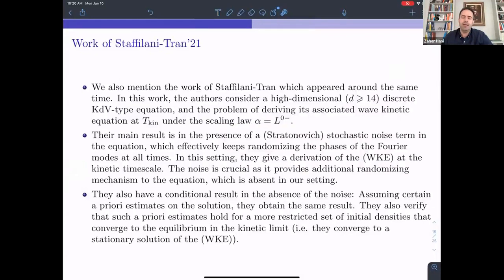So they don't start with random initial data for this main result, but rather they have a stochastic noise in the equation that effectively keeps randomizing the phases of the Fourier modes at all times. In this setting, they give a derivation of the wave kinetic equation at the kinetic time scale. But I should point out that the noise is crucial here, as it provides an additional randomizing mechanism to the equation, a time-dependent randomizing mechanism, which is absent in our setting.